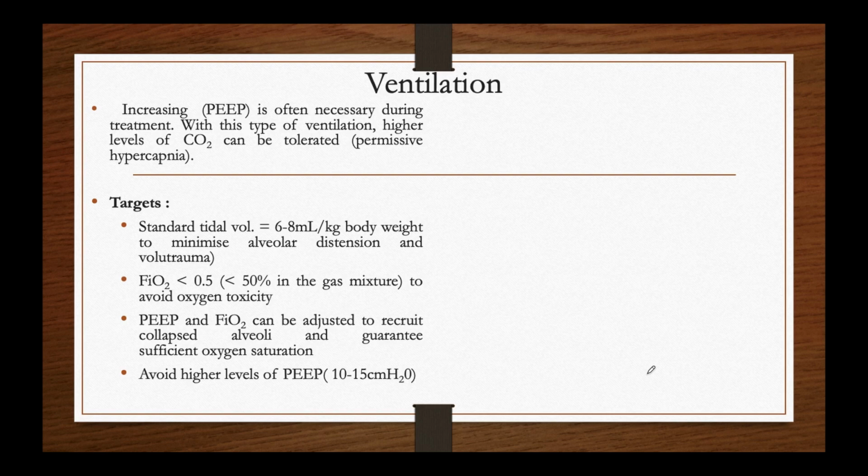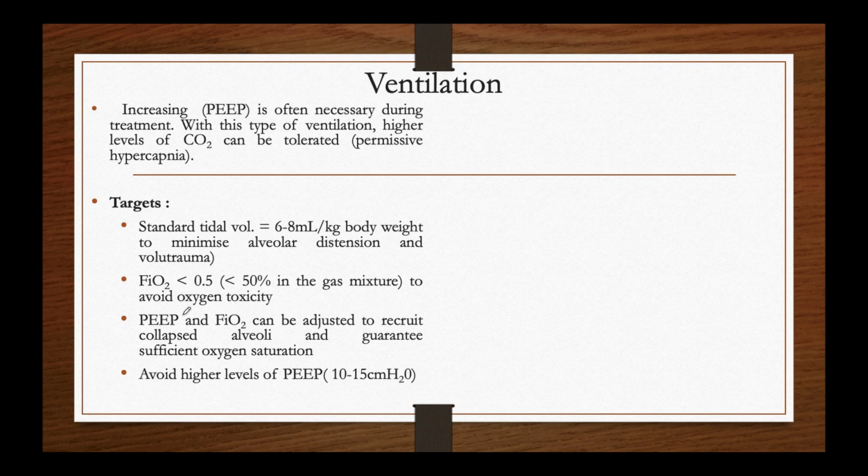Now, the target that we set for ourselves is to set a tidal volume of 6 to 8 mL per kilogram body weight. And why we do this is to minimize alveolar distension and also volume trauma to these patients. Also, our fraction of inspired oxygen must be less than 50%, and this will help us to avoid oxygen toxicity in these patients.